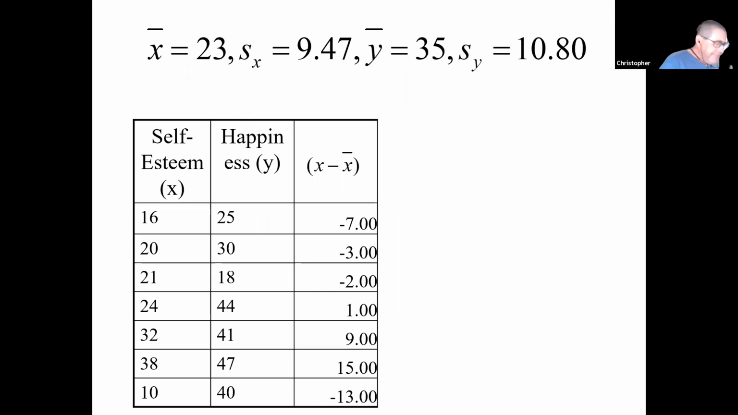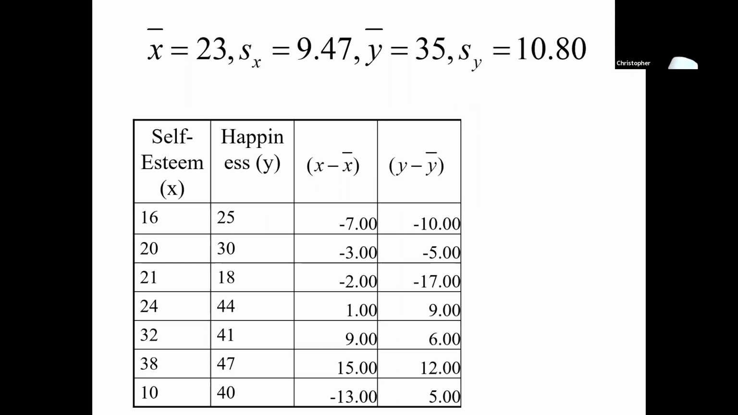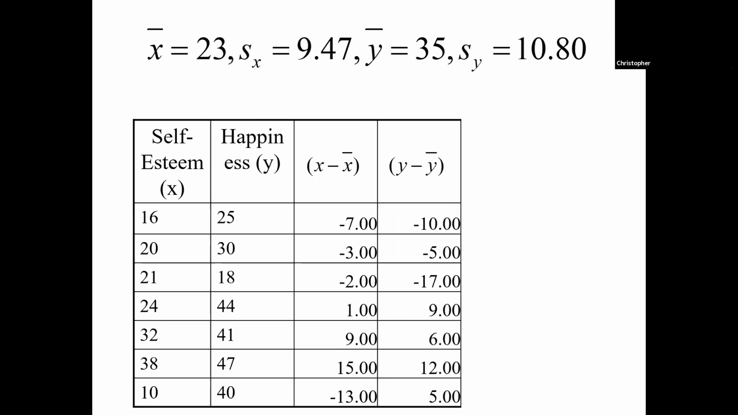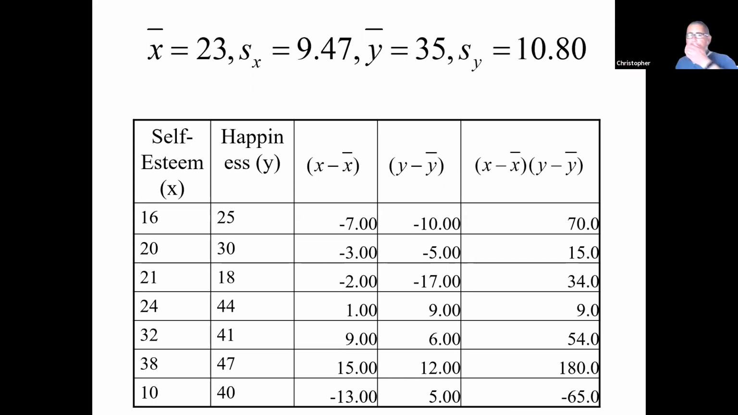So the first thing we do is take x minus x bar. For example, for the second person, their score is 20. Their mean is 23. So it's a value of -3. We do the same for the y values. And again, for the second person, their happiness score is 30. The mean for happiness is 35, so their score would be -5. And we do this for all of them. Once we've done that for all of the different scores, we multiply them together. And you can see I've multiplied them together, so I've got 70, 15, 34, and so on down the line.